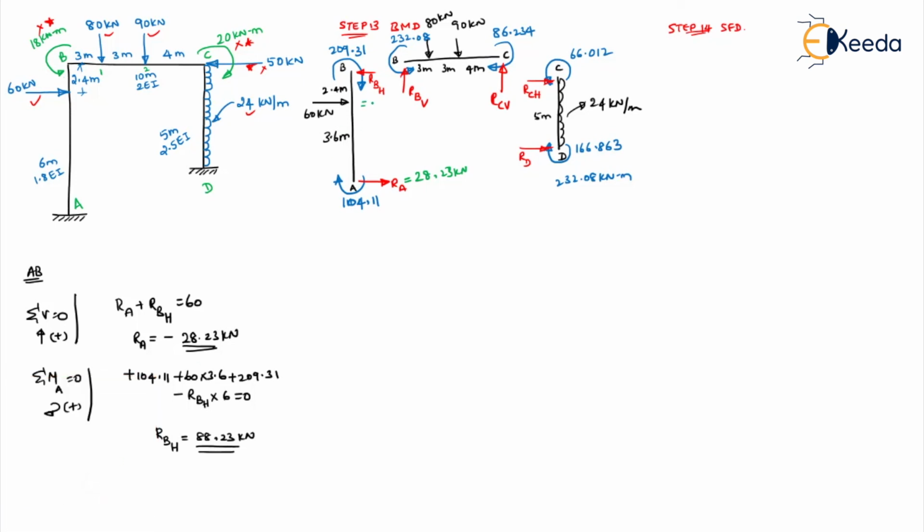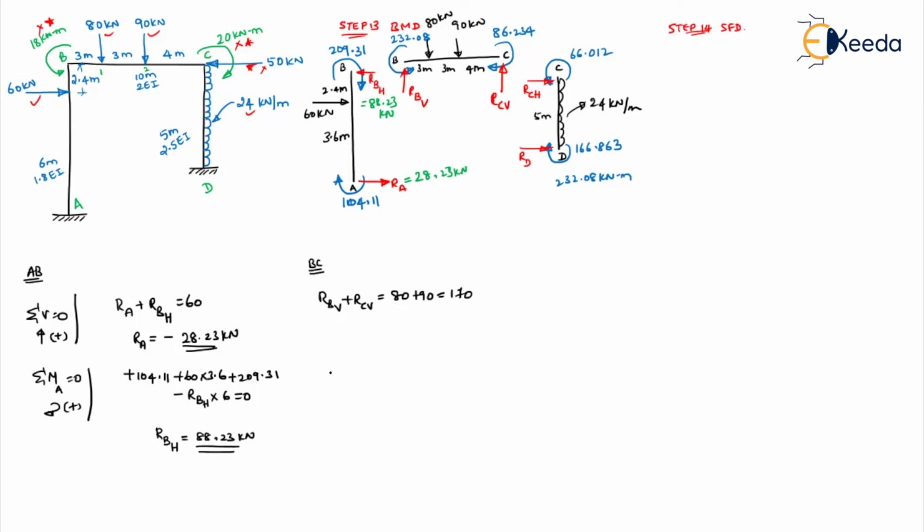RBH is 88.23 kilonewton. Now, in a similar way, we'll solve it for your span BC. Okay, so RBV plus RCV equals 80 plus 90. That will be nothing but 170.